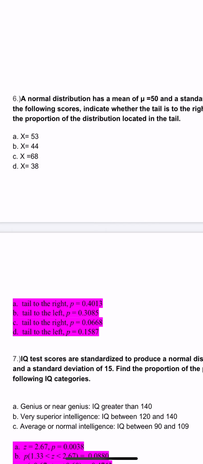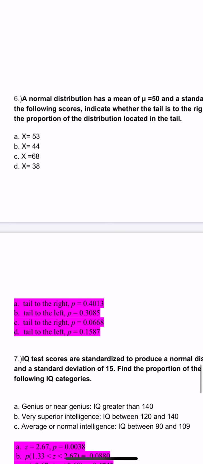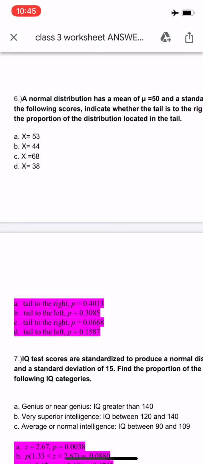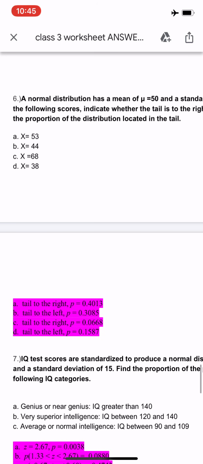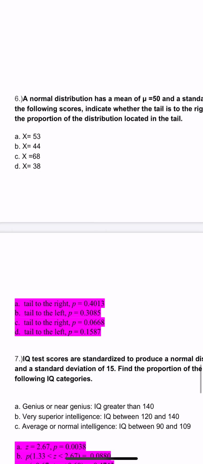And you do the same thing for 68. 68 minus 50 divided by 12, you get a z-score. And if the tail is to the right, you know it's a positive z-score. And the probability for that z-score is 0.0668. And then for D, you take 38 minus 50 divided by 12. All right, if the tail is to the left, we know that it has to be a negative z-score.